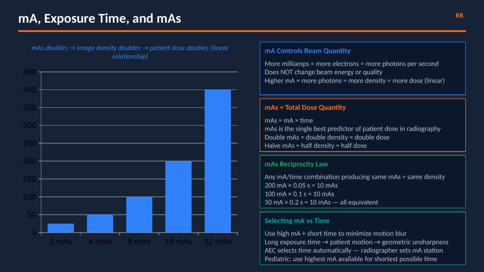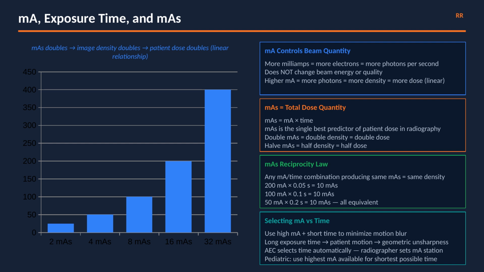mAs is the single best predictor of patient dose in radiography. The relationship is direct and linear: double mAs, double density, double dose. Have mAs, have density, have dose. No exceptions. mA controls tube current, electrons per second crossing the tube. It does not change beam energy or quality.